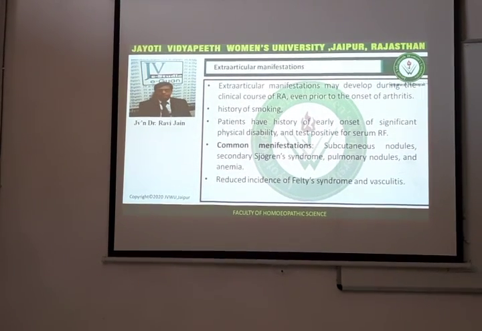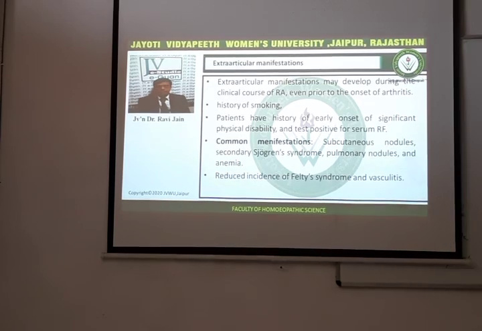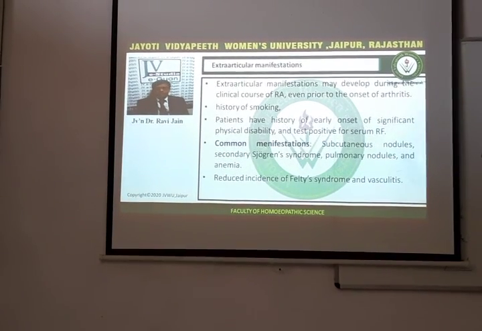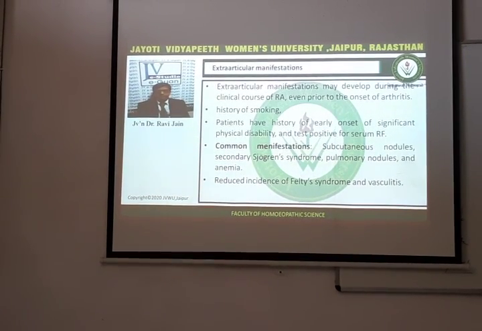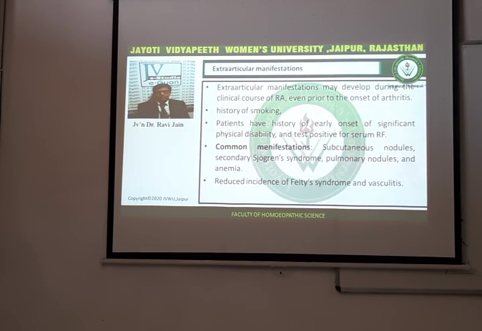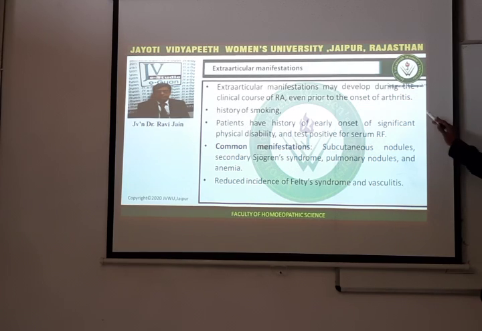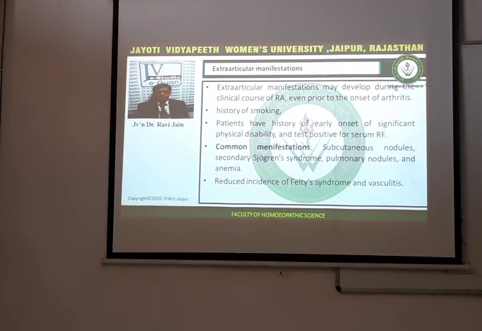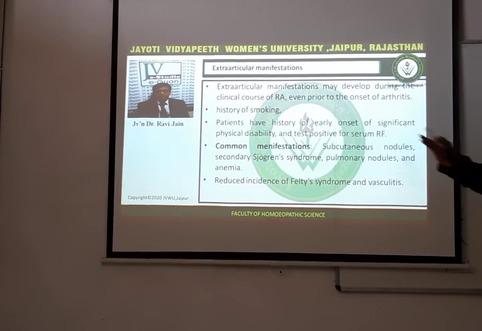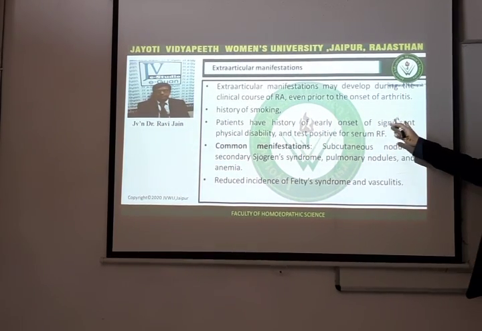Extra-articular manifestations may develop during the clinical course of rheumatoid arthritis. During its development, there are a lot of extra-articular features seen in individuals, even prior to the onset of arthritis. So even before arthritis develops, these changes can be seen in the body of the patient. Alright, history of smoking is very important. So this you should always know.